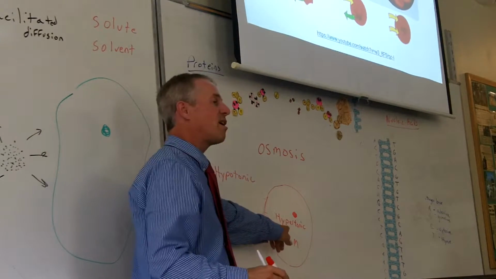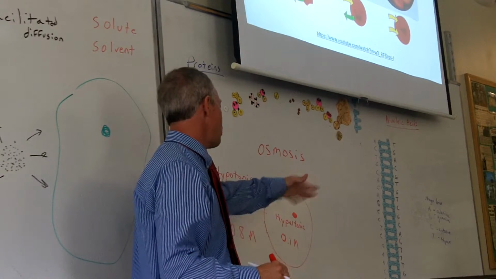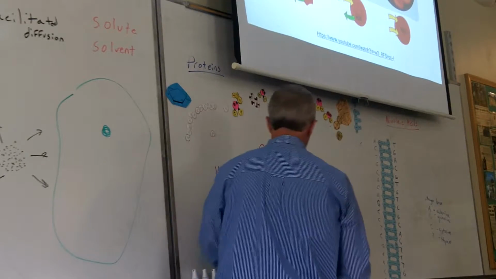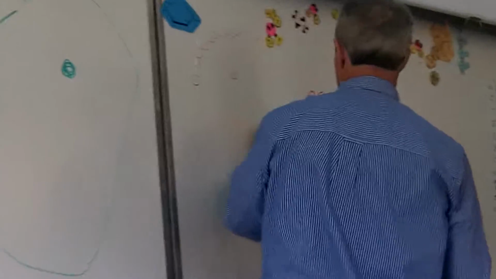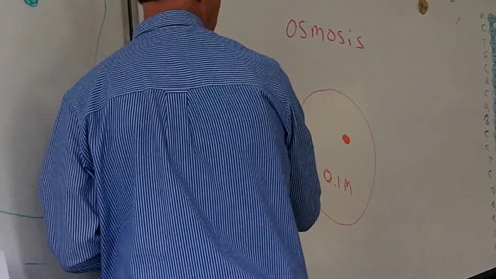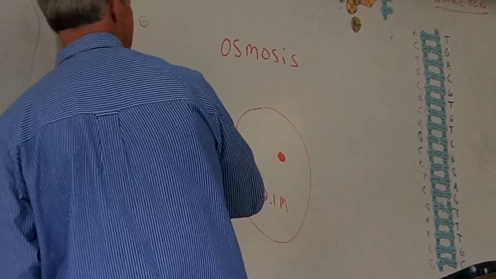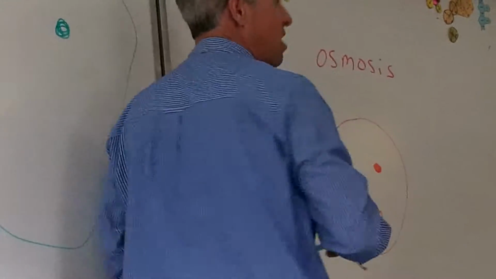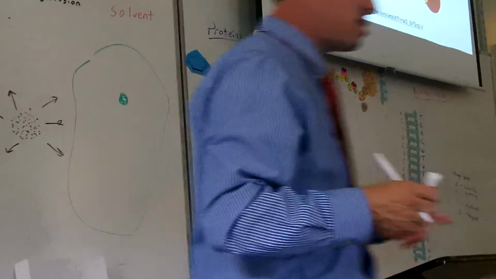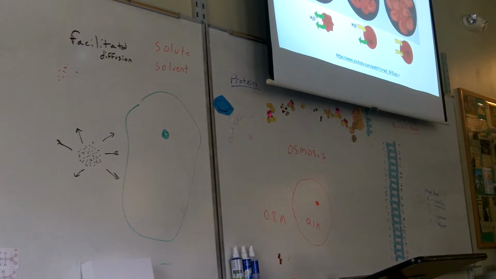So, what's water going to do in this case? 10 points if you and your group can tell me which way water's going to go. If the cell is 0.1 molar and outside the cell is 0.8 molar, which way is water going to go? Is it going to go outside the cell or is it going to go inside the cell? 10 points if you and your group can get that right.